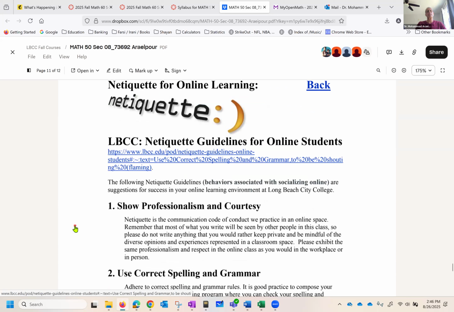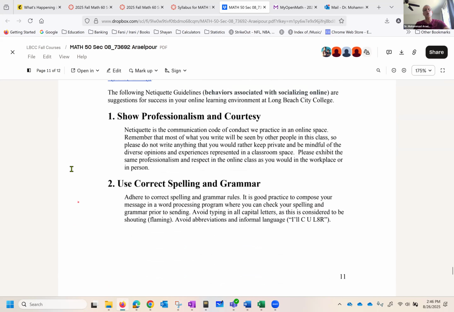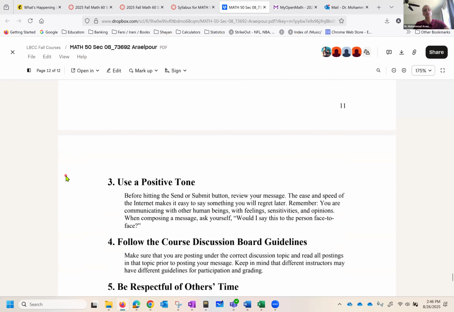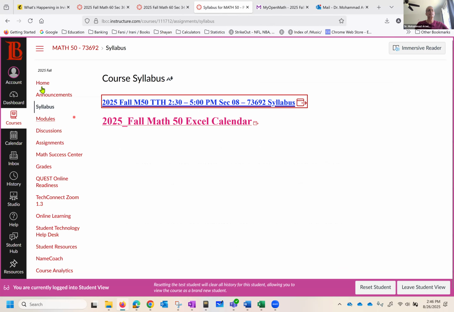Now, what I want to discuss is netiquette for online learning or on campus. What really matters is that we should be professional. We always should use correct spelling and grammar in our emails, especially. And the bottom line, in short, is use a positive tone and be respectful of others and time and all of that. So that's the syllabus.